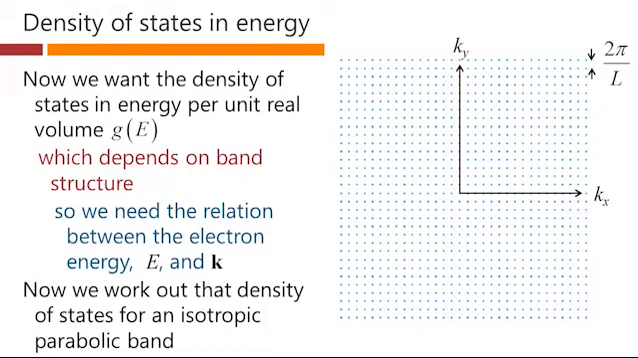So what we're going to do now is work that out for the case of an isotropic parabolic band. We're going to get the density of states for this particularly simple but rather useful approximation, a band in which E is proportional to K squared, basically, and is the same in that sense in all directions, so isotropic.